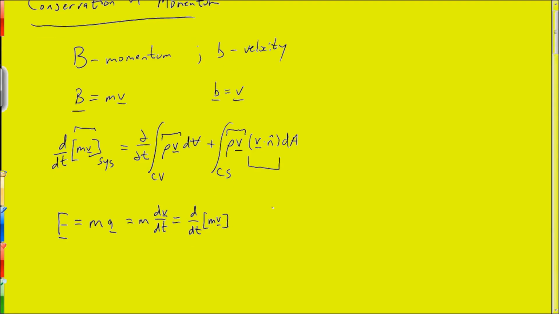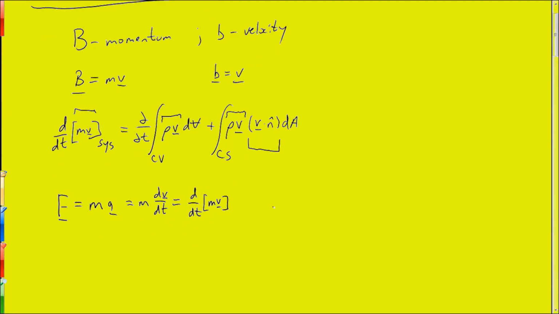So knowing that, then, we know that the rate of change of momentum of a system is equal to the force acting on that system, or as we usually talk about, the sum of the forces acting on that system. We can make that direct substitution into the equation above, and we see the sum of the forces acting on a system is equal to all of the right-hand side of our Reynolds transport theorem.